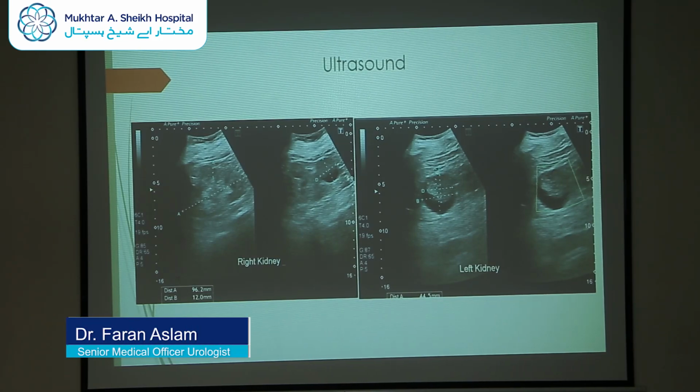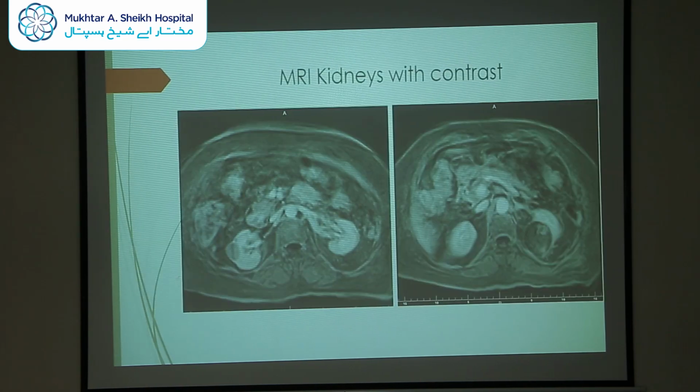Ultrasound pictures showing the cystic lesions. So this is the MRI kidney with the contrast. Here we can see the cystic lesions with enhancement of the components, the solid component. This is the cystic lesion.